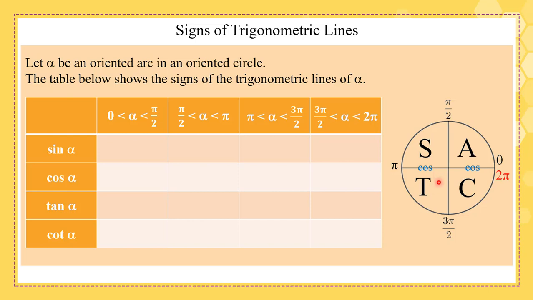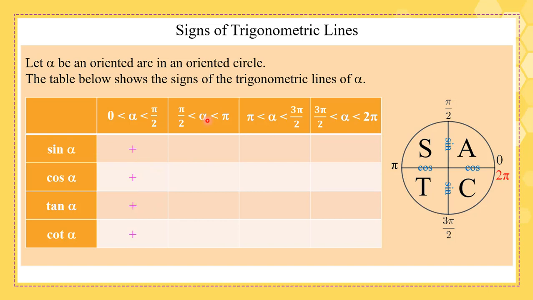This is the cosine axis, and this is the sine axis. Now, if we take an angle between 0 and pi over 2, let's say it's somewhere here, we can see if we project on the sine axis that the sine is positive, and if we also project on the cosine axis, the cosine is also positive. And we all know that tangent is sine over cosine, so positive over positive is positive, and the cotangent is cosine over sine, so also positive over positive is positive.